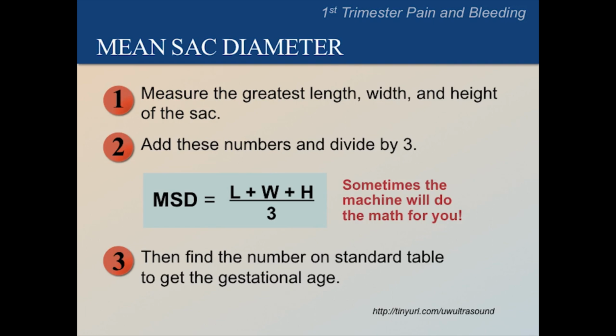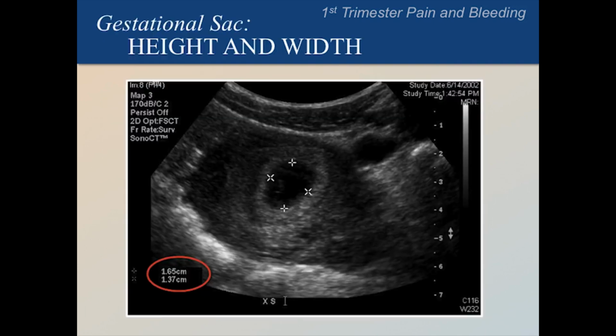You can also find these tables on our website at tinyurl.com/UW ultrasound. This is a transverse image. Notice the caliper positions here to measure the gestational sac. The calipers are measuring only the hypoechoic fluid-filled gestational sac and not the echogenic material around the sac. In the bottom left corner, we can see the measurements for height and width are 1.6 and 1.4 centimeters.